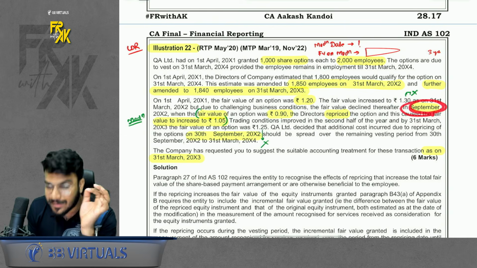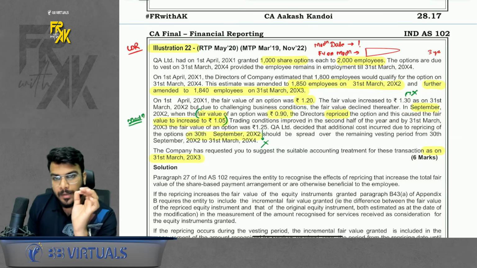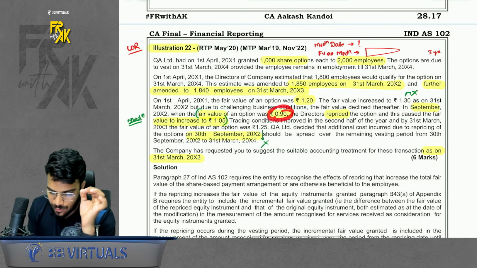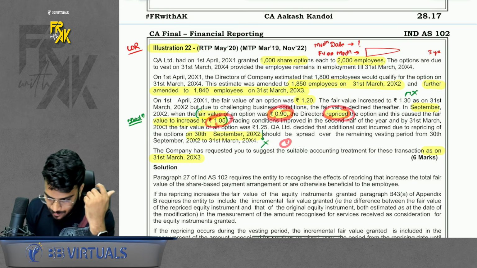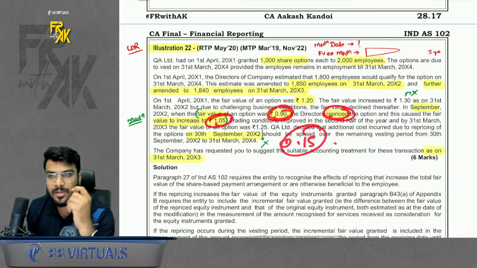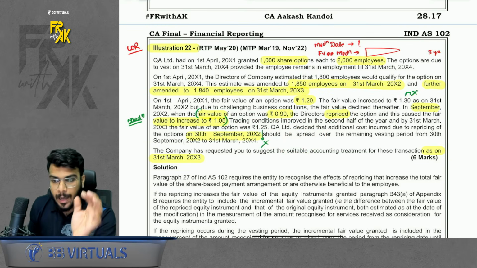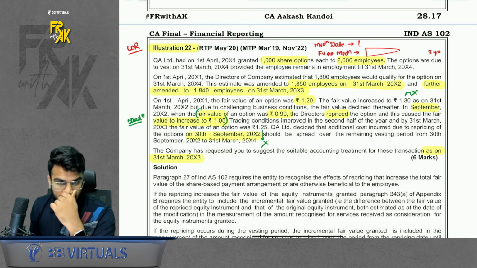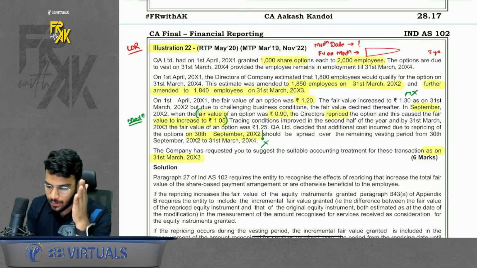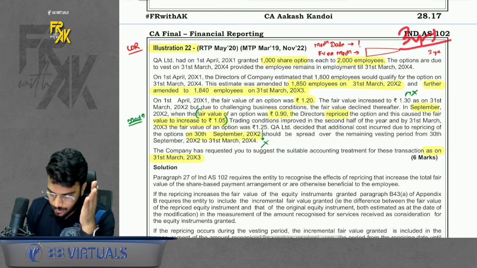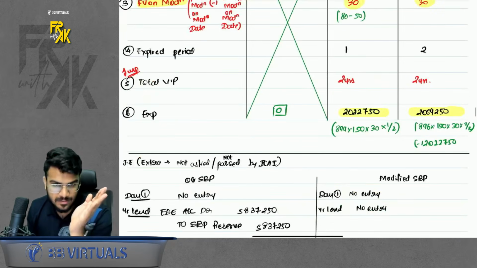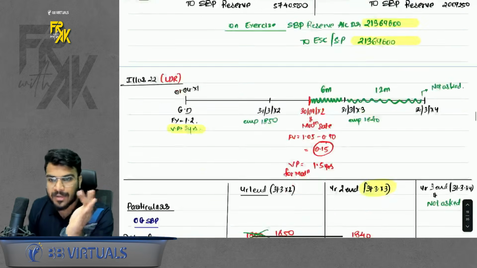Here you modified in September. 30th September you modified. Before modification value was 0.90. After modification you repriced to 1.05. So you increase the worth by how much? You increase the worth by 0.15 rupees. This is the modification value. And because you modified on 30th September, how much is the vesting period for modification? You modified in totality, there were 3 years vesting period. You modified after 1.5 years. So remaining vesting period in modification is only 1.5 years.